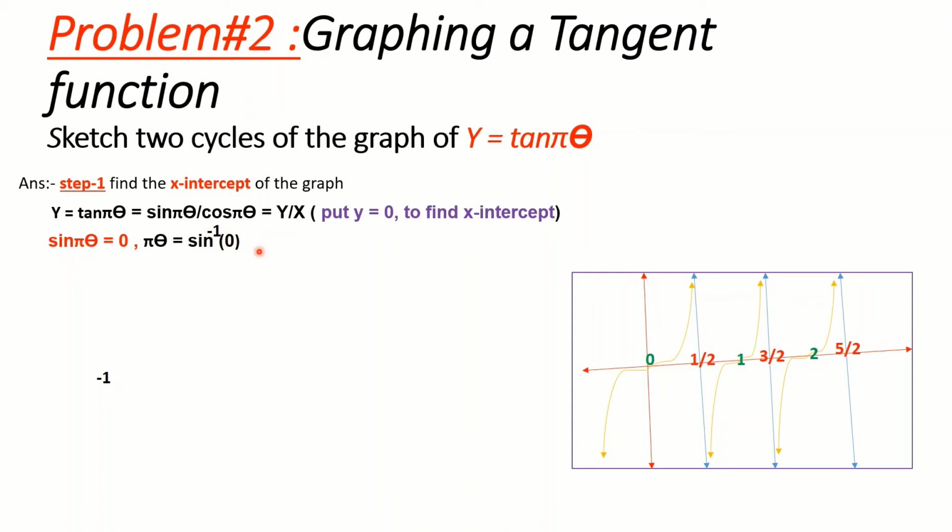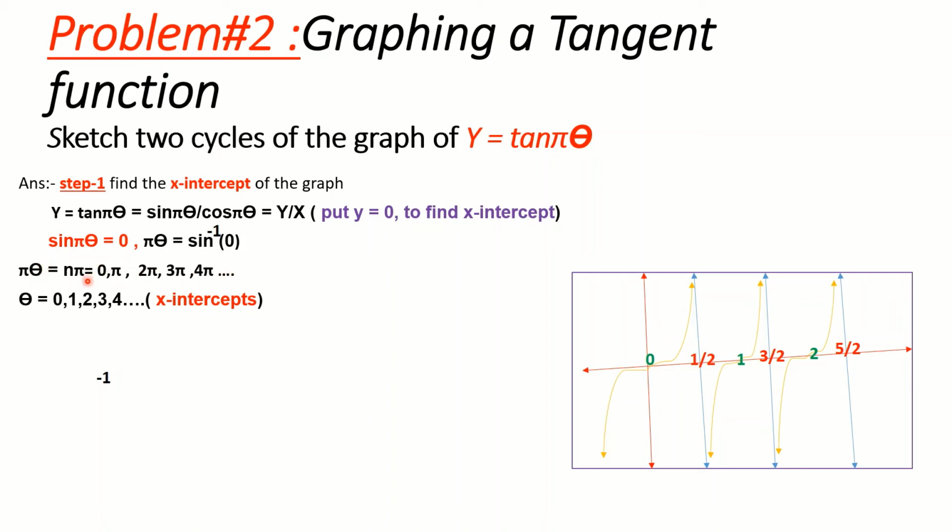Which angles have sine value 0? The angles like 0, pi, 2 pi, 3 pi, 4 pi have sine value 0. So the inverse sine of 0 are 0, pi, 2 pi, 3 pi, 4 pi, and so on. So put pi theta equals n pi, where n is 0, 1, 2, 3, 4, and so on. Then solve for theta for each value.